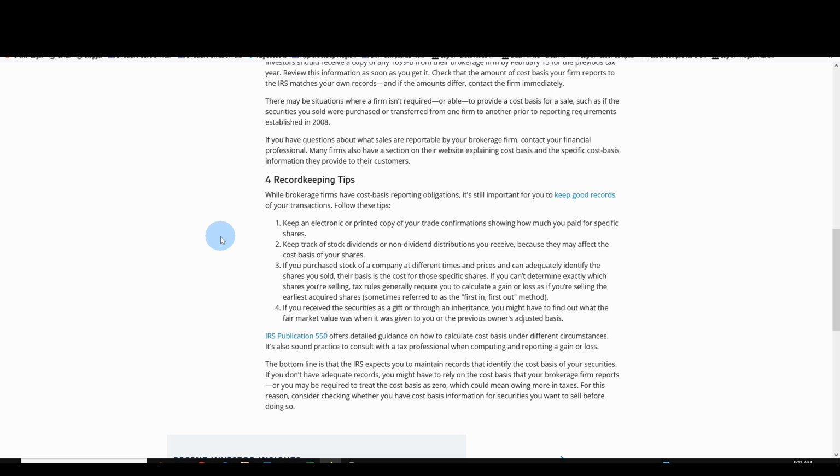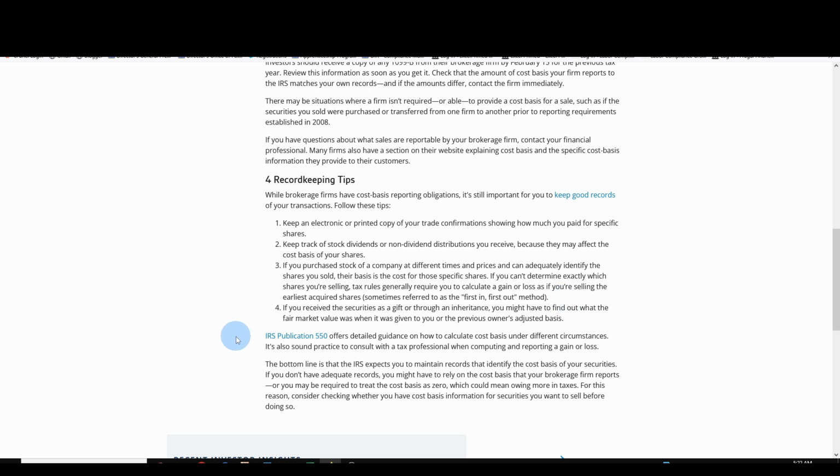While brokerage firms have cost basis reporting obligations, it's still important for you to keep good records of your transactions. Follow these tips. Keep an electronic or printed copy of your trade confirmations showing how much you paid for specific shares. Keep track of stock dividends or non-dividend distributions you receive, because they may affect the cost basis of your shares. If you purchase stock of a company at different times and prices and can adequately identify the shares you sold, their basis is the cost for those specific shares. If you can't determine exactly what shares you're selling, tax rules generally require you to calculate a gain or loss as if you're selling the earliest acquired shares, sometimes referred to as the first in, first out method.